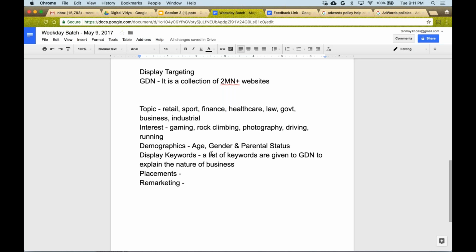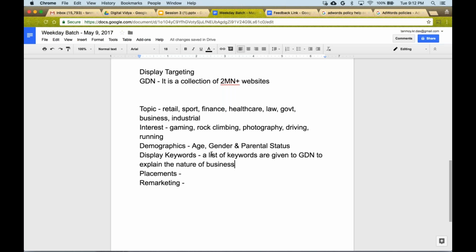Okay. So with respect to display keywords, what we are saying is we put a number of keywords in this and we give it to Google Display Network. Google Display Network scans through each of the keywords and tries to understand what business we do. Based on that understanding, it gives us certain websites.